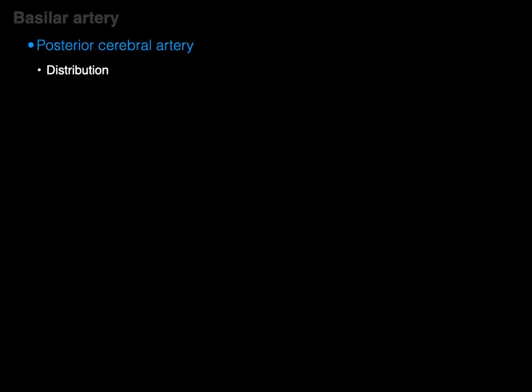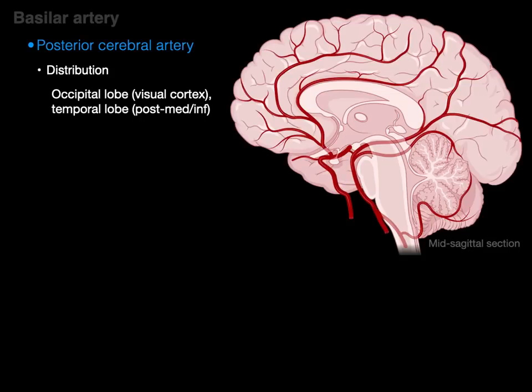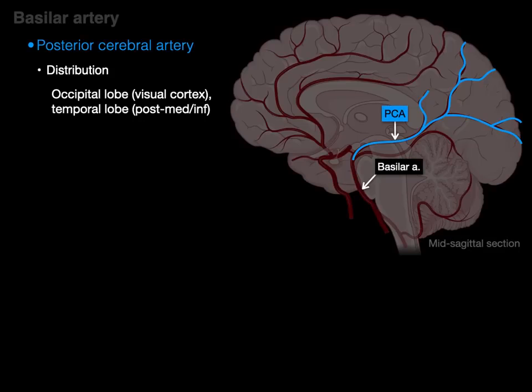All right, so the posterior cerebral artery's distribution is through the occipital lobe, our primary visual cortex, and to the temporal lobe, the posterior medial portion and the inferior portion. So here's a mid-sagittal section of the brain. There's our basilar and posterior cerebral artery, and there is the distribution of the posterior cerebral artery.